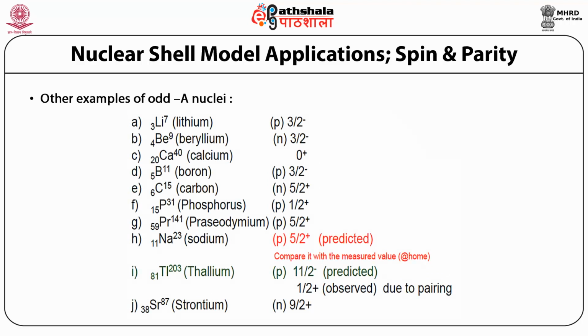Nuclear shell model applications, spin and parity. In this slide, we can see the ground state spin and parity of some nuclei. For example, in lithium 7, the ground state spin and parity is 3 by 2 minus. For beryllium 9, the ground state spin and parity is 3 by 2 minus. For calcium 40, it is 0 plus, and so on. So looking at the number of protons and neutrons in a given nucleus, we can identify the ground state spin and parity of the nucleus.